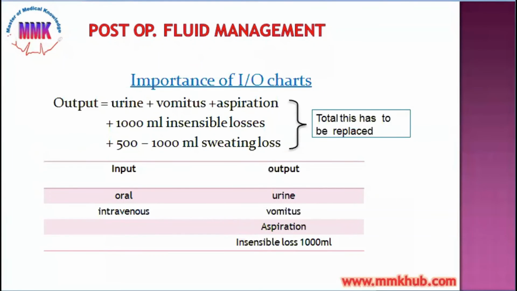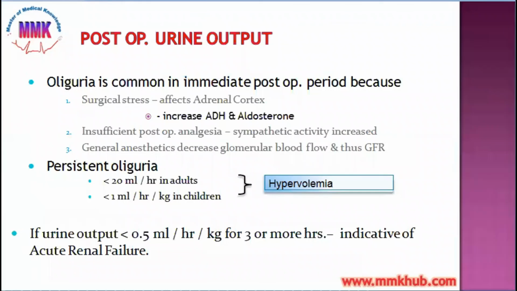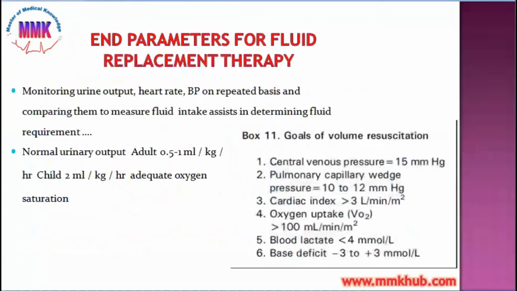Postoperative fluid management. This is the summary that we have to maintain the intake output charts. Output includes urine, vomitus, aspiration, with insensible losses and sweating losses. And intake is via the oral route and via the IV route. And this chart balance should be maintained. Postoperative urine output: oliguria is common in the immediate postoperative period due to these factors. And if there is persistent oliguria, the patient may go into hypervolemia. So urine output less than 0.5 ml per kg per hour for 3 or more hours is indicative of acute renal failure. We should be aware of it.